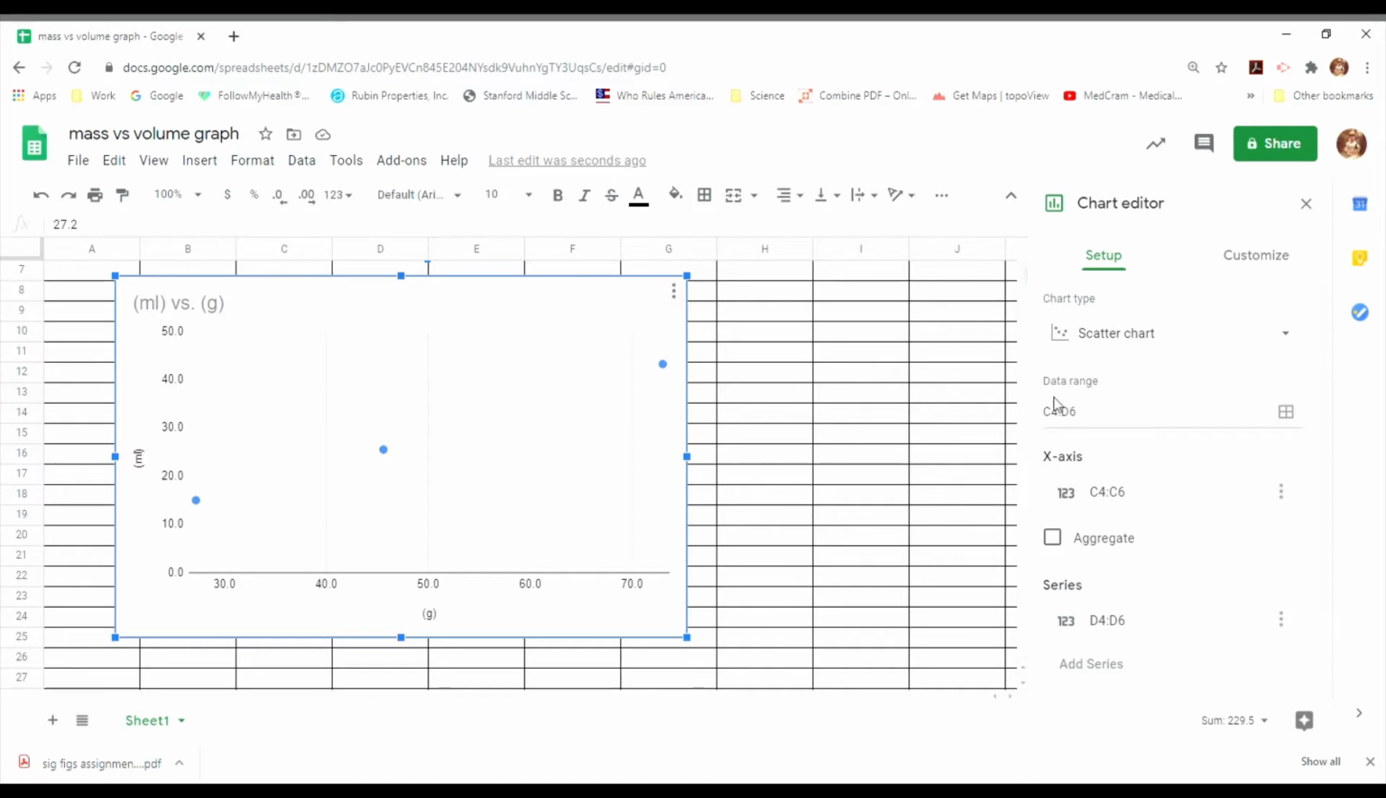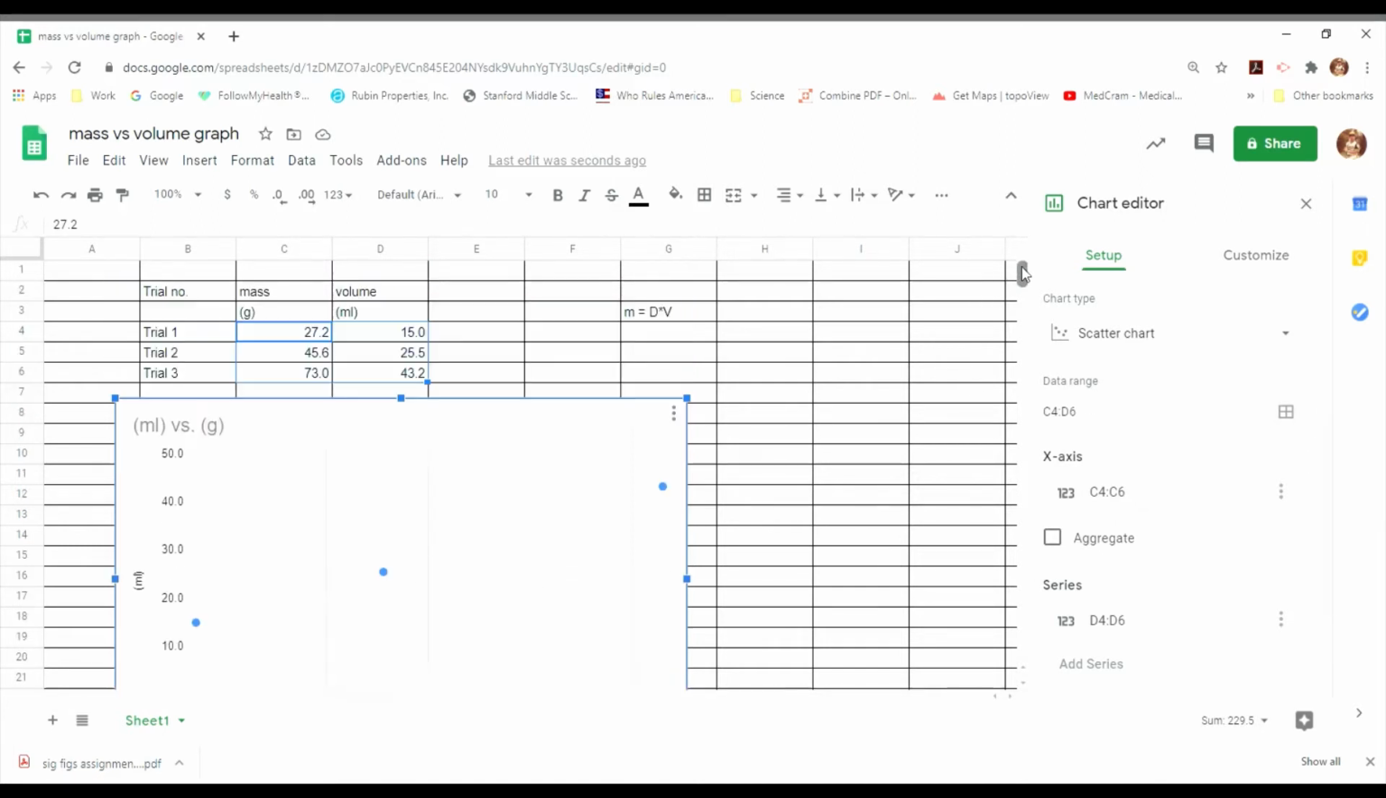The way it's set up, if you look over here, the chart editor has two main submenus, setup and customize. So setup is the main setup: what's on the x-axis, what's on the y-axis. The data range, you've heard that range is the x values. The data range is C4 to D6, but on the x-axis it's putting C4 to C6, which, if we go back to the chart, is your mass. We don't want that on the x-axis. We want that on the y-axis.